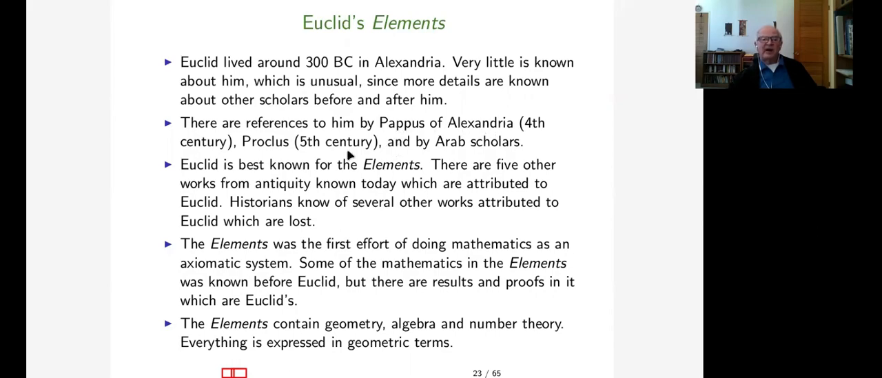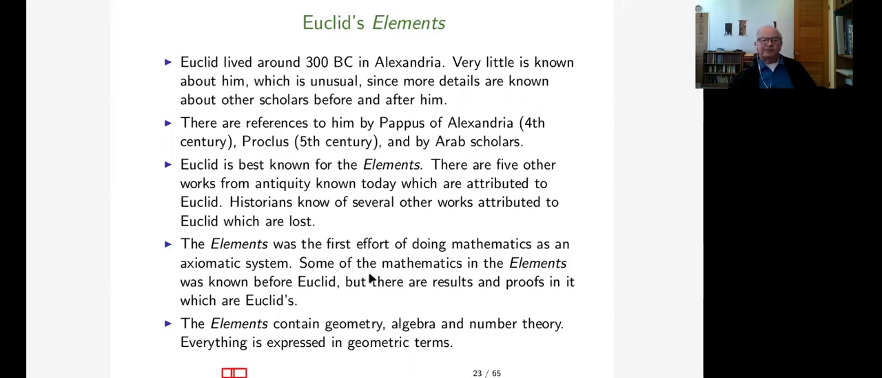Pappus of Alexandria in the 4th century, Proclus in the 5th century, so much later, hundreds of years later, were mentioning Euclid. Arab scholars in the 9th, 10th, 11th century were talking of Euclid and of his works. Euclid is best known for the Elements, but from references to him, we know that there are other works that he wrote, and they are completely lost and we don't know what they were.